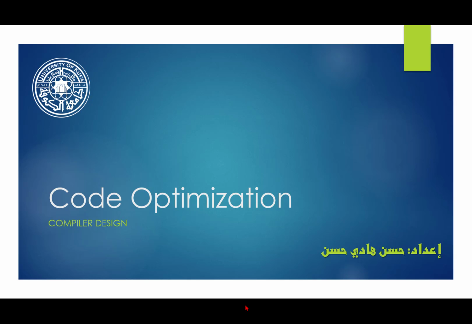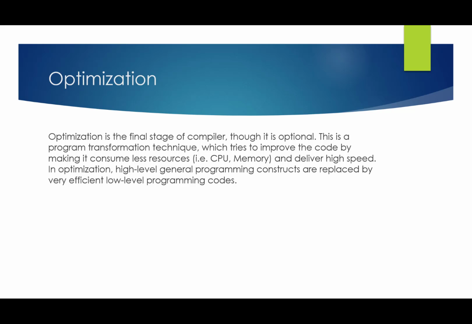In this video I will teach code optimization in compiler design. What is optimization? What do we mean when we say optimization in compiler design? Optimization is the final stage of the compiler, everything after it is done. Though it is optional, not obligatory.